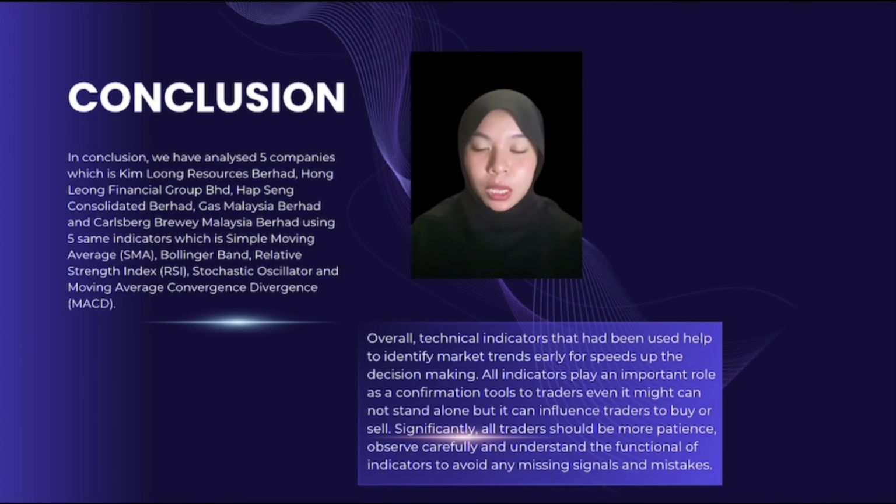In conclusion, we have analysed 5 companies, which are Kim Long, Hon Leong, Hapsang, Gas Malaysia and Carlsberg, with the same 5 indicators, which are the simple moving average, Bollinger Bands, relative strength index, stochastic oscillator and the MACD line, which is moving average convergence divergence. Overall, the technical indicators that have been used help to identify market trends early, speeding up decision making.